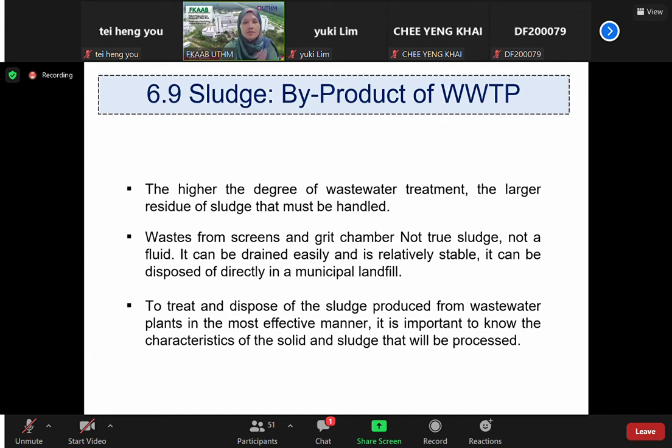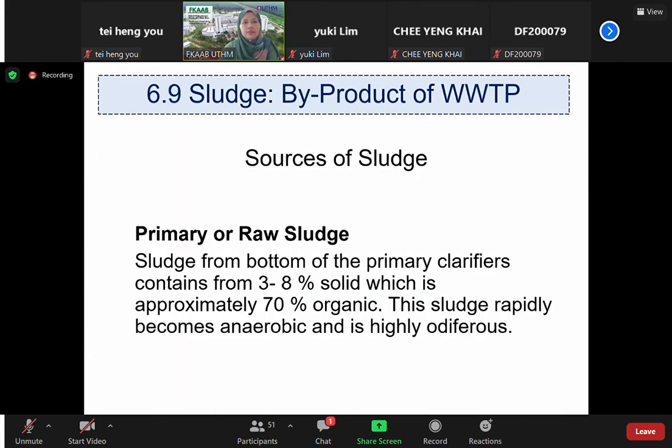Okay. So the higher degree of your wastewater means they will produce lots of sludge. You must remember that. Okay, yang tadi the chamber not sludge. Okay, tapi adalah dia punya drain and dia akan buang lah kat municipal landfill. Okay, so what are the sources of the sludge? From the primary treatment ada sludge. Okay, because primary, tadi kalau saya kata primary treatment ada sedimentation tank or clarifier. Sedimentation tank and clarifier sama.